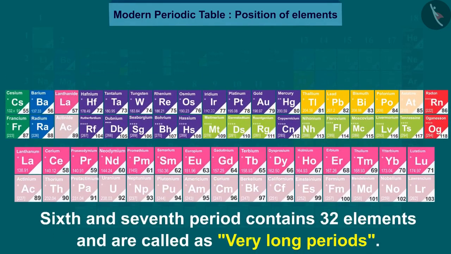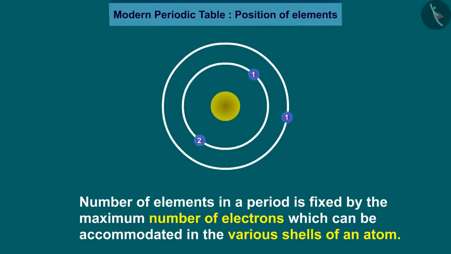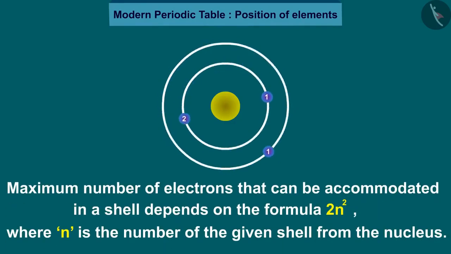Sixth and seventh periods contain 32 elements and are called very long periods. The number of elements in a period is fixed by the maximum number of electrons which can be accommodated in the various shells of an atom. The maximum number of electrons that can be accommodated in a shell depends on the formula 2n², where n is the number of the given shell from the nucleus.